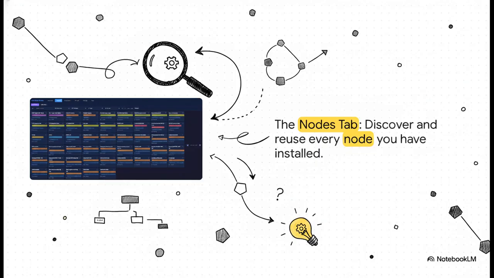Okay, last stop on our little asset library tour is the Nodes tab. And be honest, have you ever installed a giant pack of custom nodes and then like a week later, you have no idea what half of them are even for? Yep, me too. This tab is the answer. It is a complete, searchable browser of every single node on your system, built-in or custom.